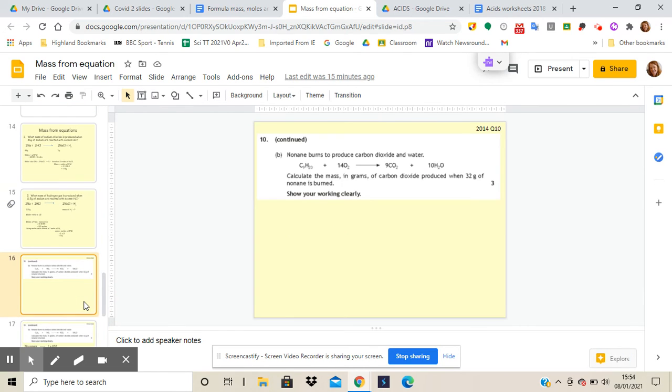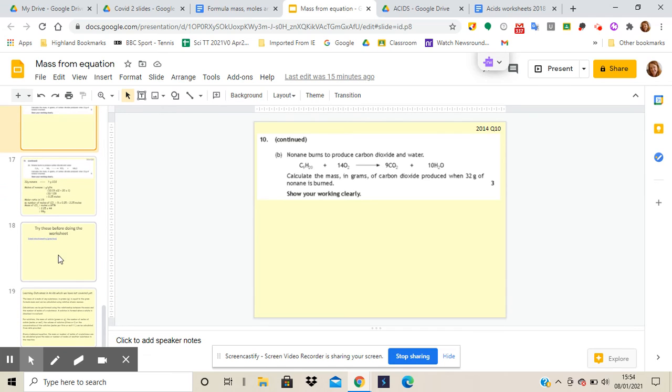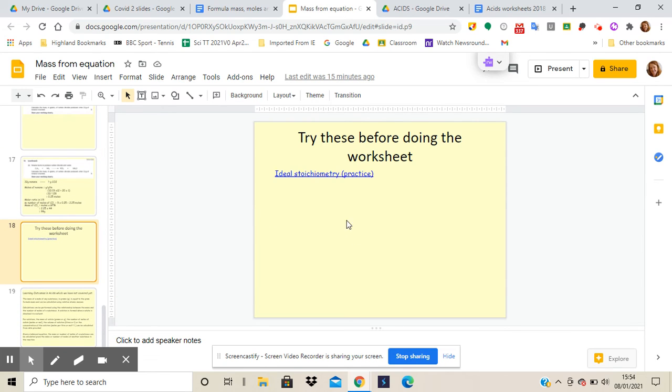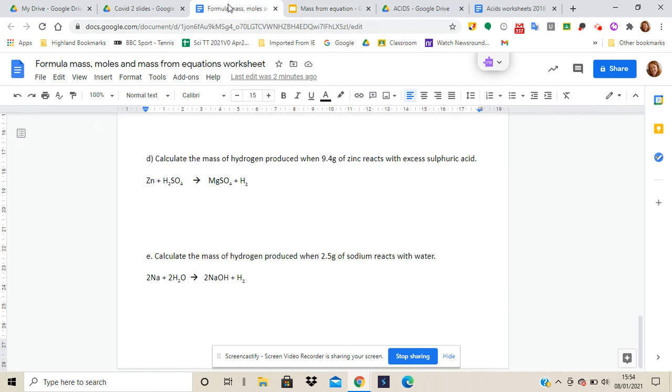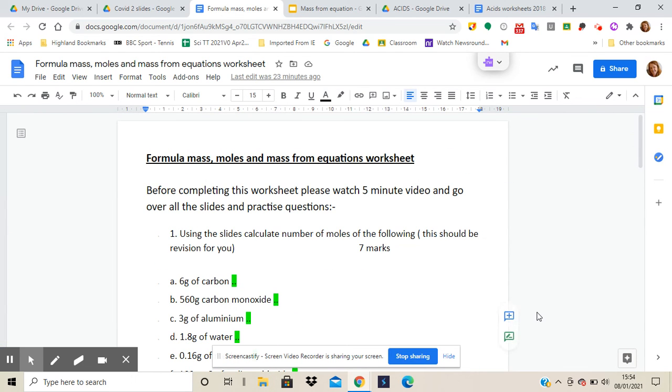I've given you a worked example also for a past paper question. I'm not going to go on to the next slide because it tells you the answers, but I've shown you how to do that. Once you get to the end, slide 18, just have a wee look. Stoichiometry is just another fancy word for balancing equations, but that is practiced on mass from equations, so have a look at that. Once you've done that, you could try the worksheet, which I've got on this task as well. Again, just going through similar things that are on the slides. So have a go at that.